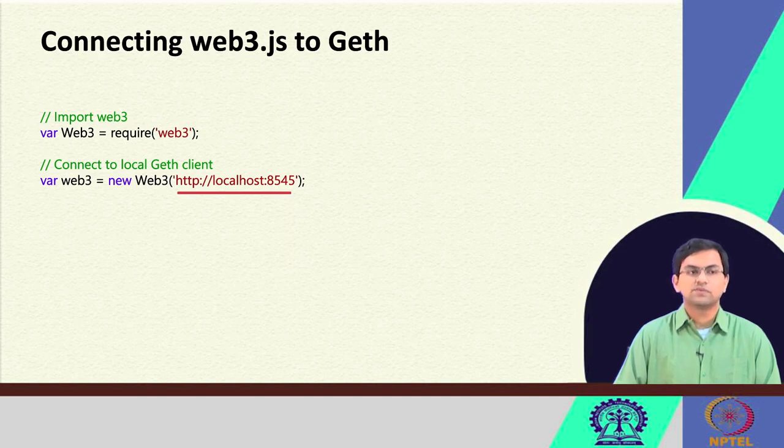So you can just do var Web3 equal to require Web3. All this code is basically JavaScript, since I mentioned we are using the Node.js version of Web3. In JavaScript, you can declare a variable using var, so var Web3 equal to require, then in quotes Web3. So this will be requiring Web3.